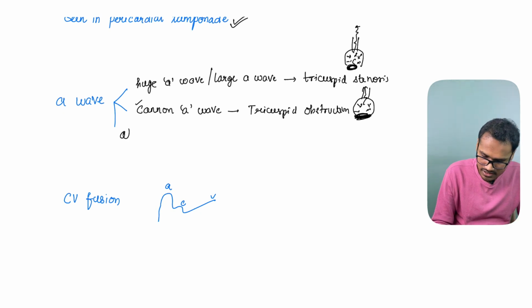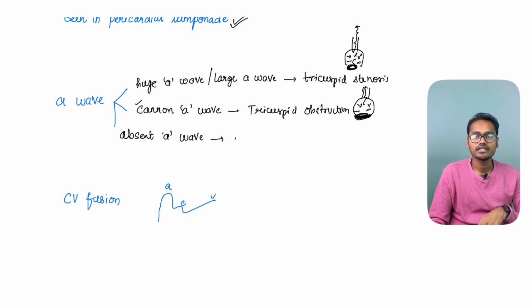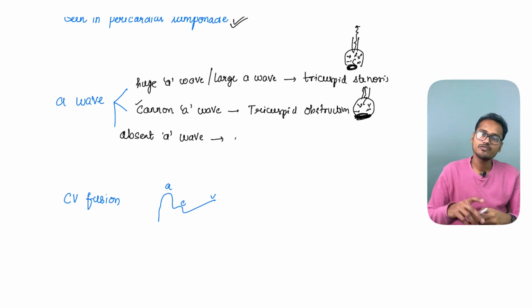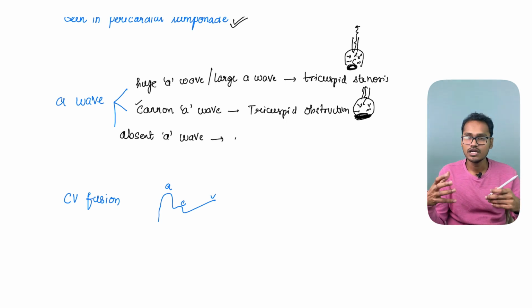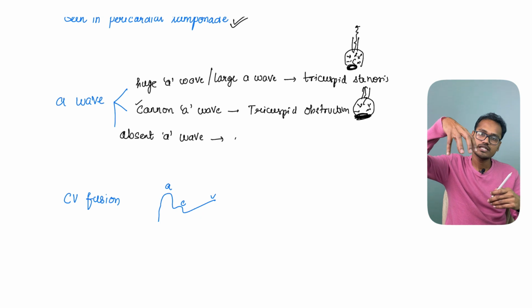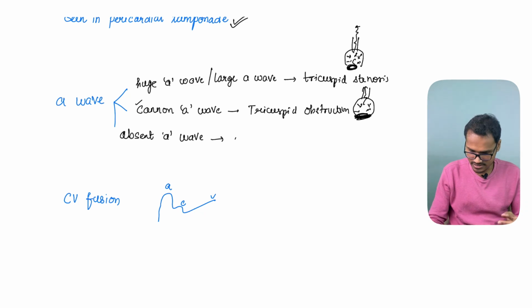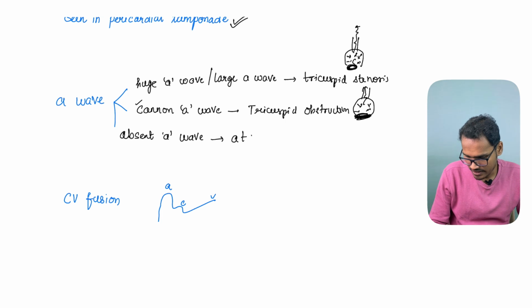Then there is some condition where the A wave is absent. That is, the A wave is not present. When does it happen? It means that the atrial contraction is not happening. When will atrial contraction not happen? In times of atrial fibrillation. In fibrillation, we might think that the beat is more, but what the atria is actually going to do is shiver like this, and it's not going to compress. Until it compresses, it's not going to generate a rise in JVP. So we have atrial fibrillation.